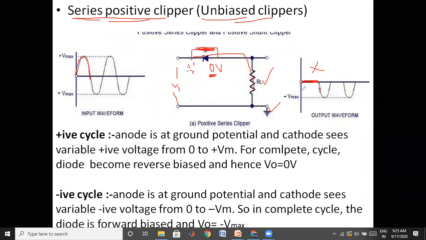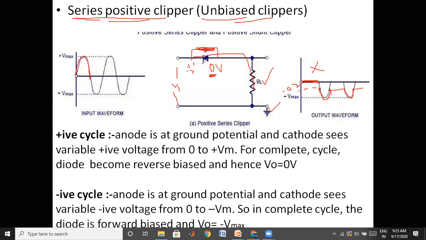If it is minus 0.7, somewhere here you may have the minus 0.7, and you may have the output after minus 0.7. Like this you may get it if it is a practical diode, because definitely there will be some cut-in voltages. What I have drawn here is for an ideal diode, not a practical one.